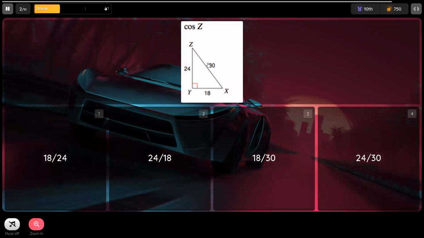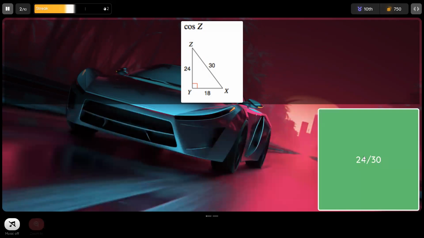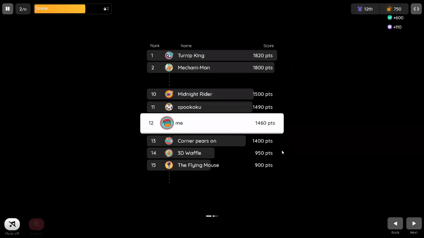Here, cosine of z. How do you find cosine of the angle z? It's going to be 24 over 80. 24 over 80 or 30? It's 30, but I thought it's 80. It will be adjacent over hypotenuse, 24 over 30. Yeah.